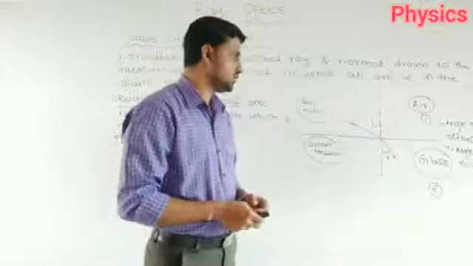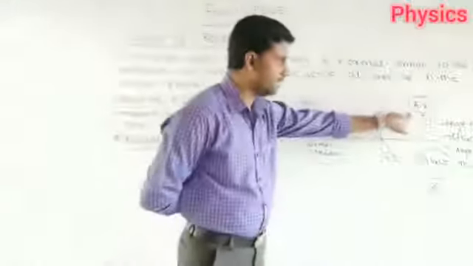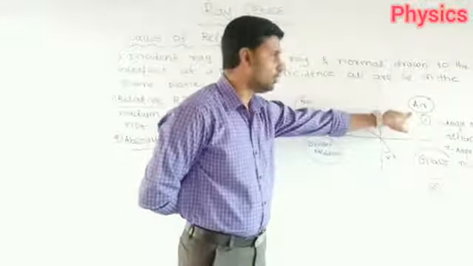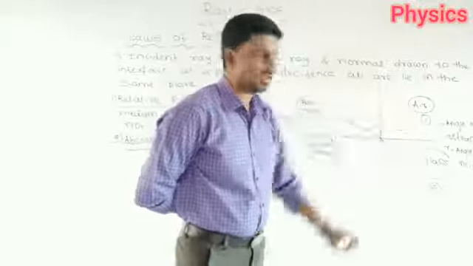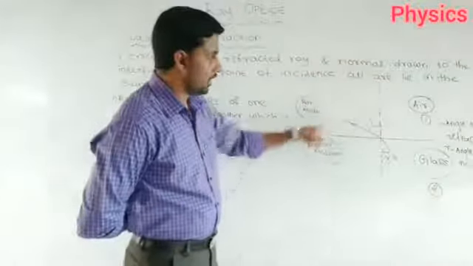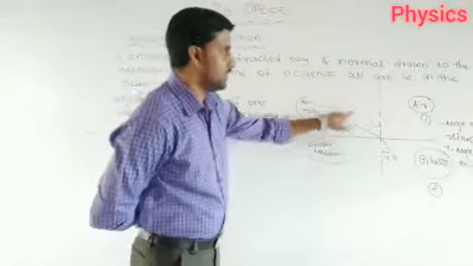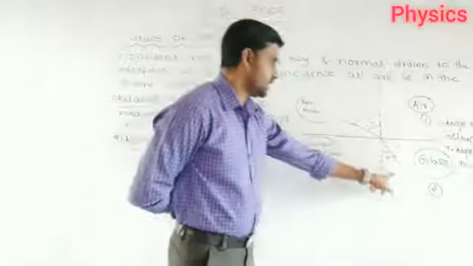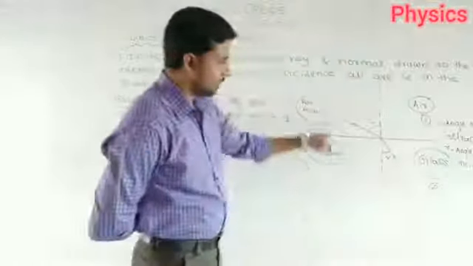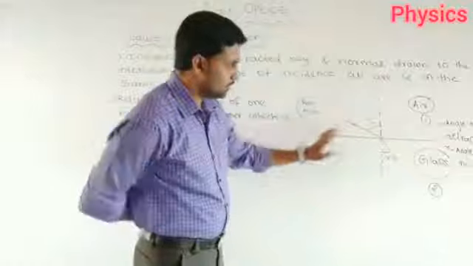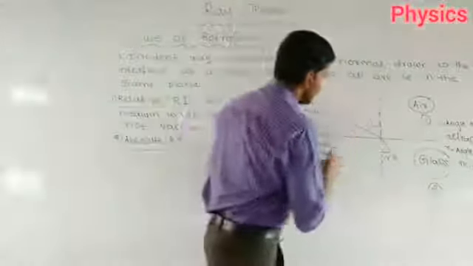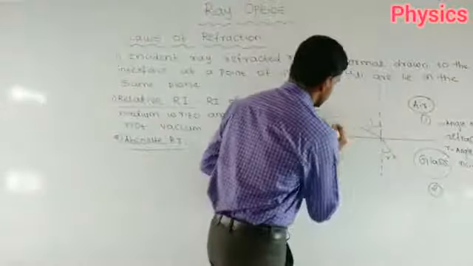How to take it? See here, in this diagram, there are two mediums. One is the air medium, another one is the glass medium. I am incidenting light from the air medium and it enters the glass medium. Suppose that I am going to incident light like this.